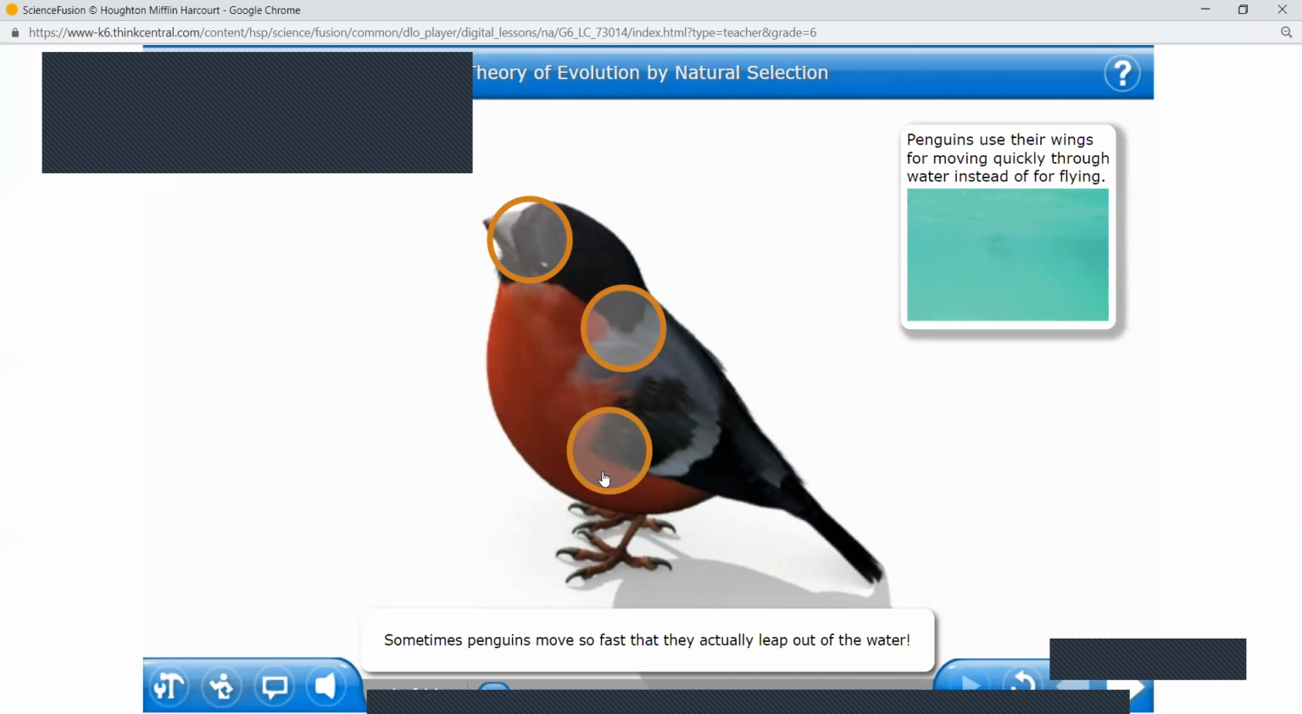Miss, I didn't understand the penguin. The penguins use their wings for moving quickly through the water instead of flying. You know that? They move their wings not to fly up. They move their wings to move quickly inside the water. To swim. Yes, like to swim, you can say.